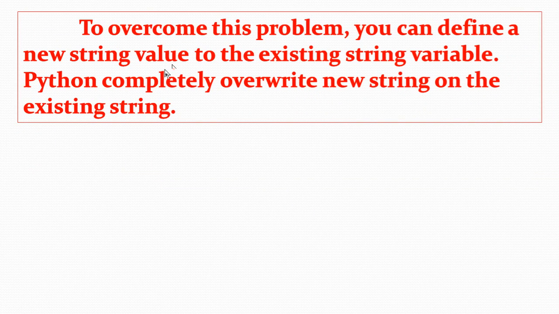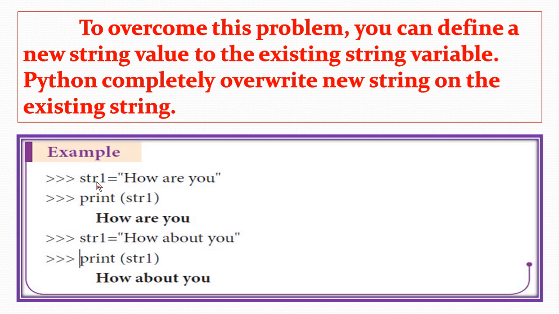Here, to overcome this problem, you can define a new string value to the existing string variable. For the string variable, we can give the new string value. Python completely overwrites the existing string with the new string. Here is the example. str1 equal to how are you, print str1, how are you. We modify the entire string by using str1 equal to how about you. Now when we print str1, how about you is printed.